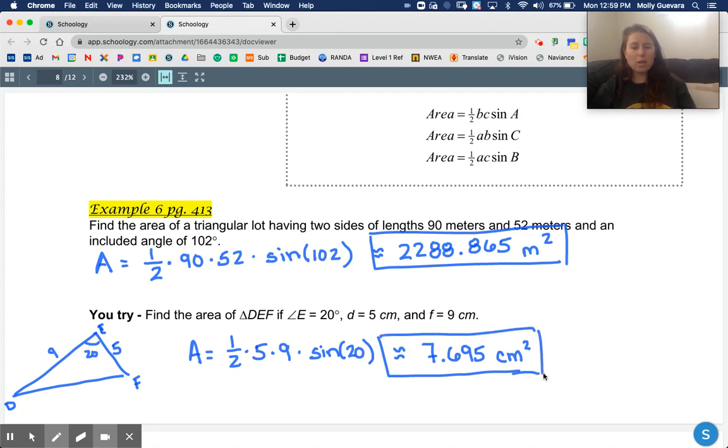Okay, so hopefully not so bad. I know that equation is like, oh, that's easy, right? Which is great. We just want to make sure that we're paying attention and that the angle is between the two sides, or else this formula does not work.